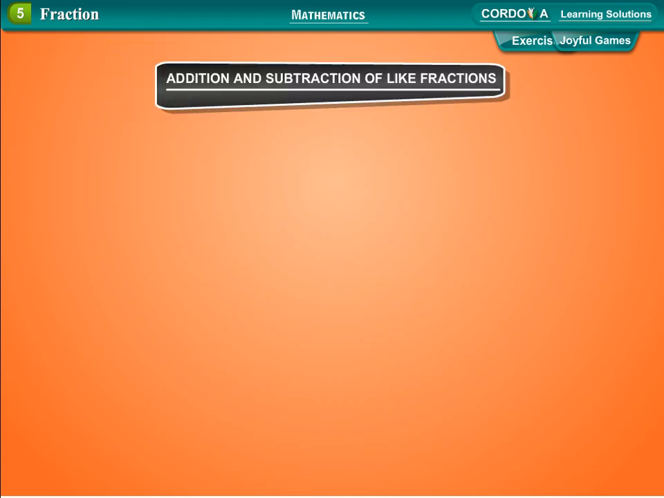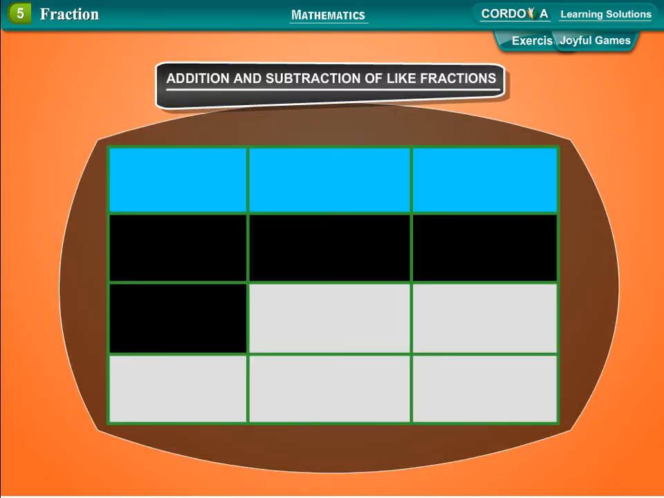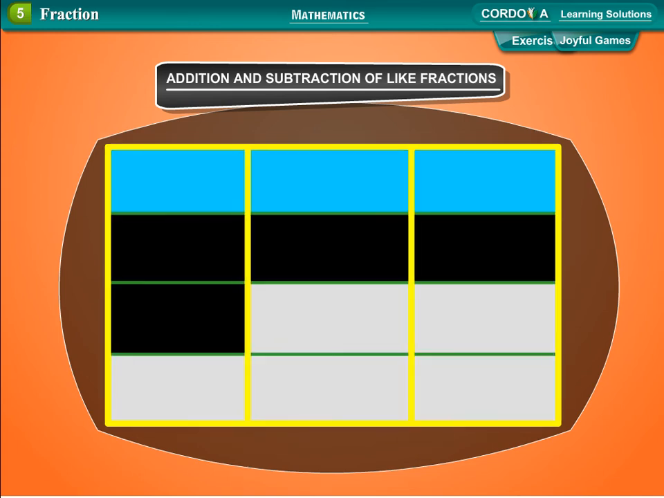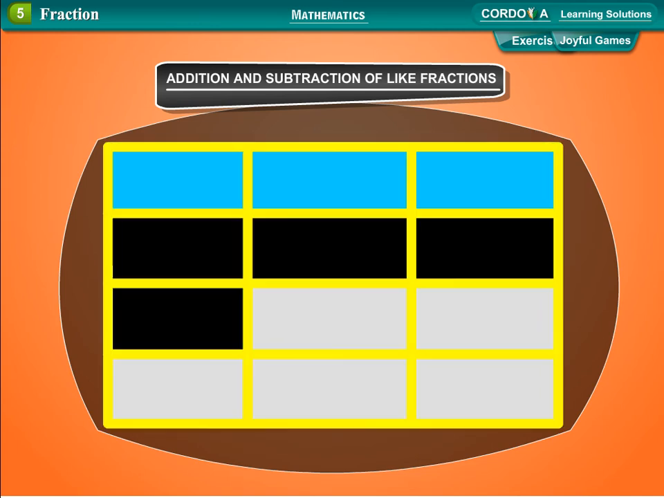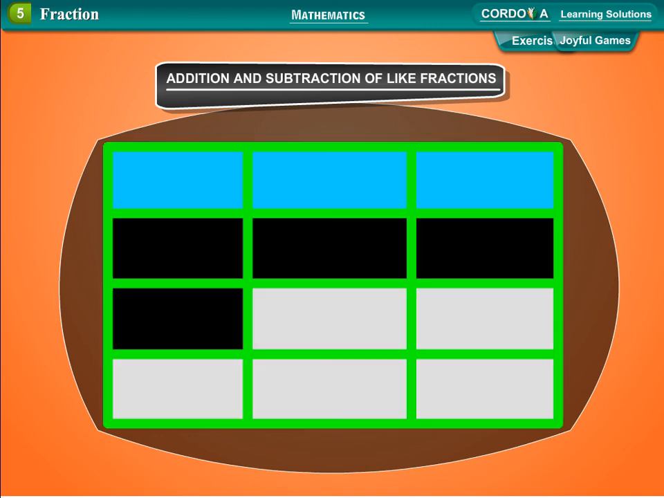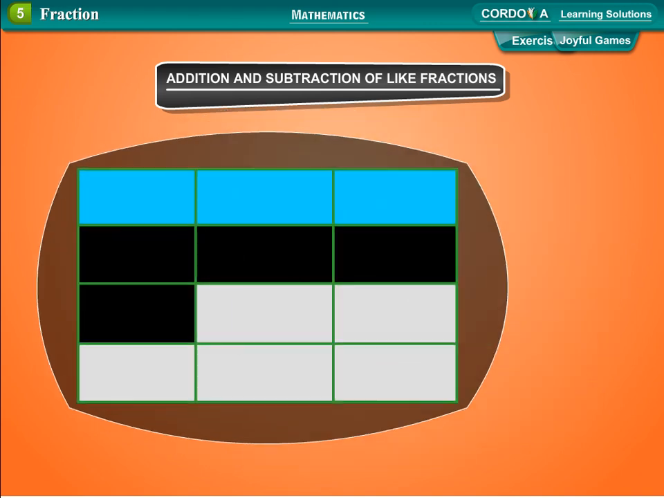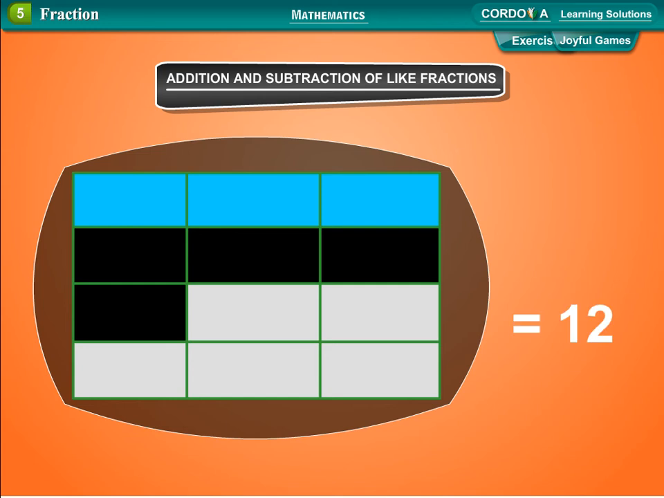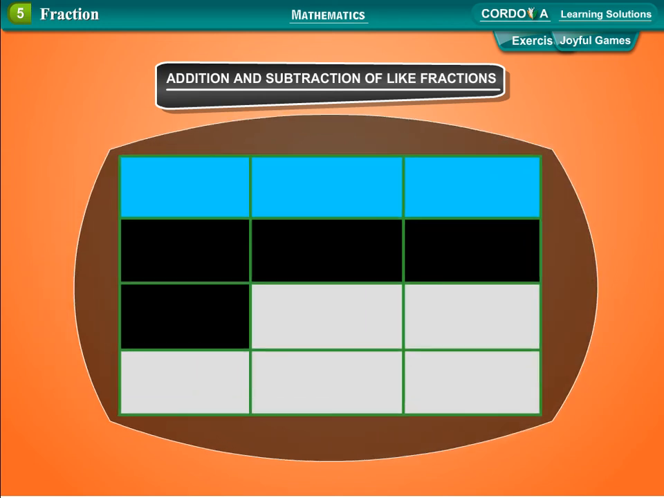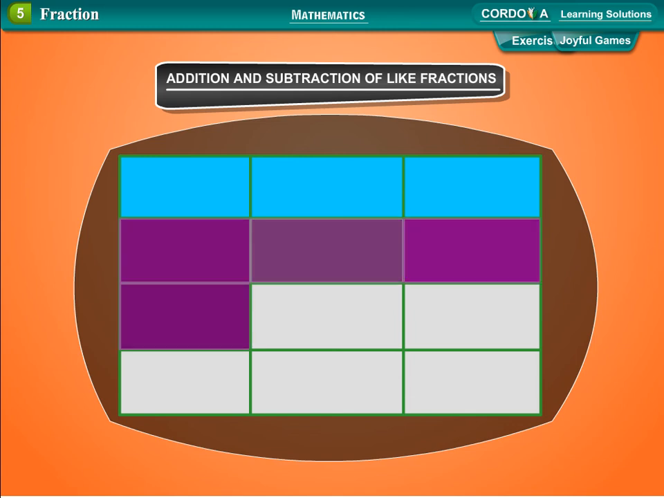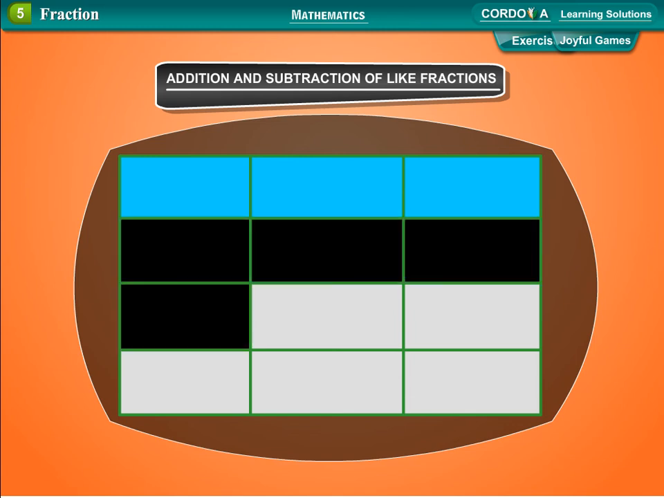Addition and subtraction of like fractions. Look at the adjoining diagram, figure 1. There are 4 rows and 3 columns. There are 3 boxes in each row and 4 boxes in each column. Total number of boxes equals 12. Out of 12 boxes, 3 boxes are shaded blue, that is, 3/12 are shaded blue. Out of 12 boxes, 4 boxes are shaded black, that is, 4/12 are shaded black.